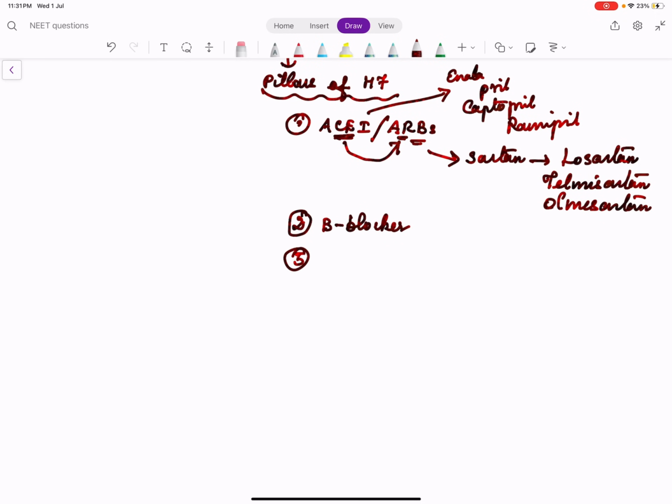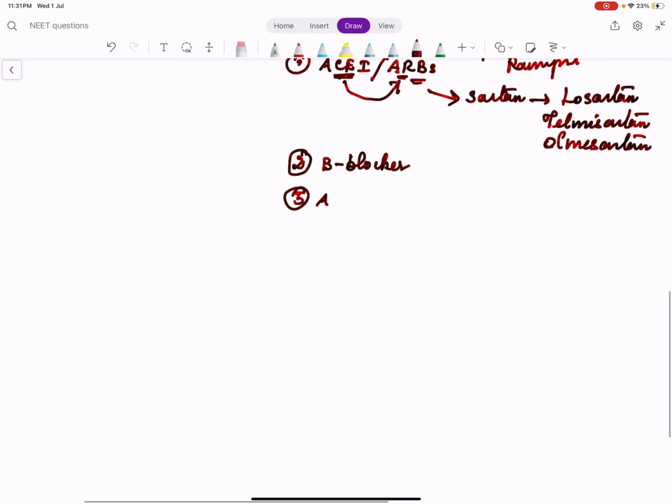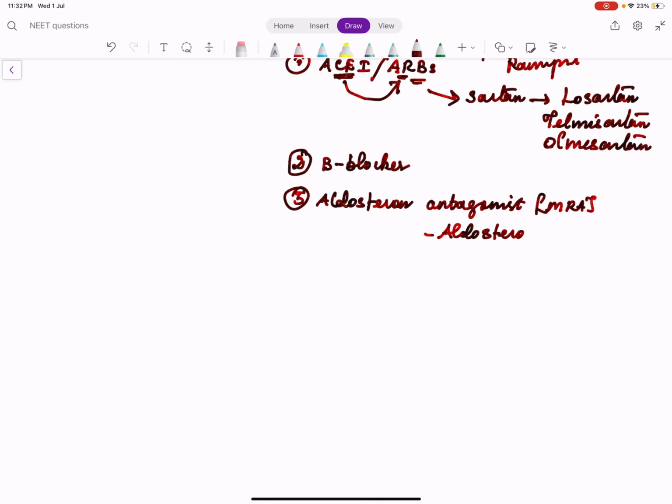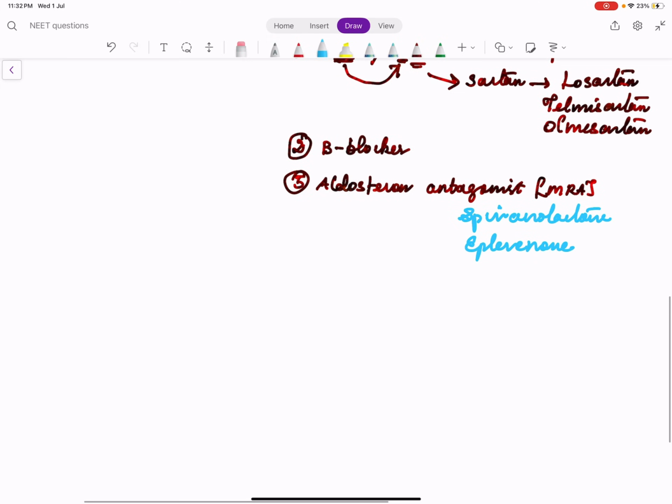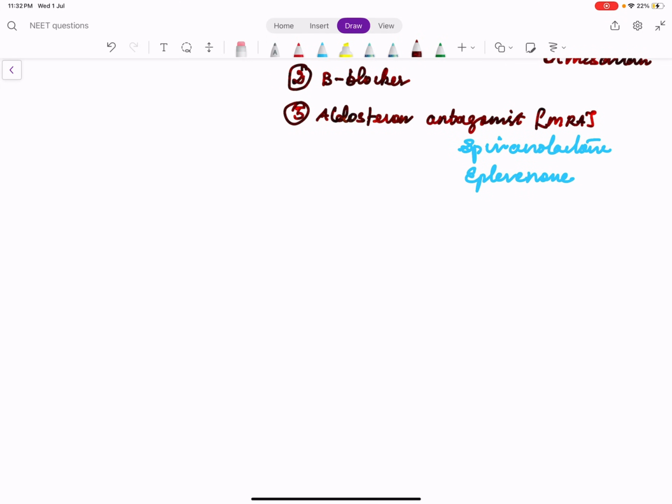The third pillar is aldosterone antagonist. They say mineralocorticoid receptor antagonist. Remember one drug name, aldosterone. The drugs are spironolactone and eplerenone. These are the two mineralocorticoid receptor antagonists, or aldosterone antagonists. The fourth pillar is ARNI.